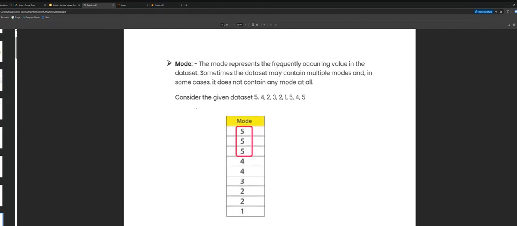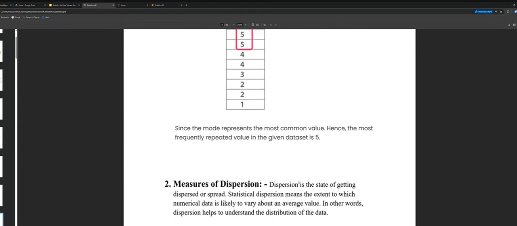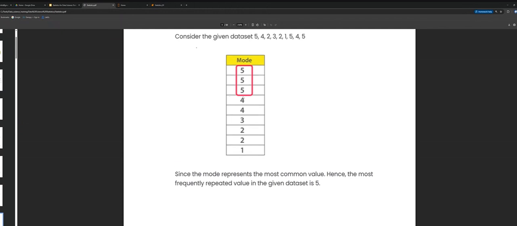Mode. Mode represents the most frequently occurring value in the data set. Sometimes the data set may contain multiple modes. In this, there is more than one. This one, and second, this one and this one. So the most frequent number is 5 in this example.